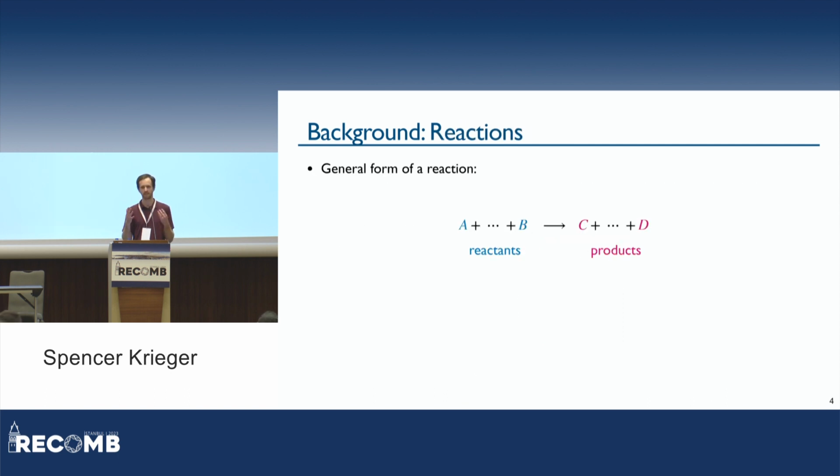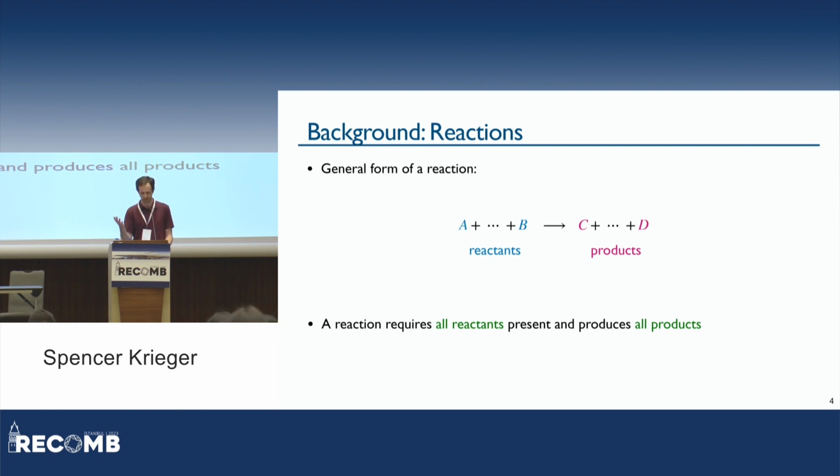Because these pathways are made of reactions, I'll remind you what reactions look like. In a reaction, you have the reactants on the left and products on the right, and importantly, for this reaction to take place, all of the reactants need to be present, and when this reaction finally takes place, all of the products will be produced.